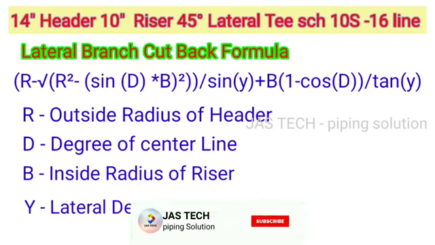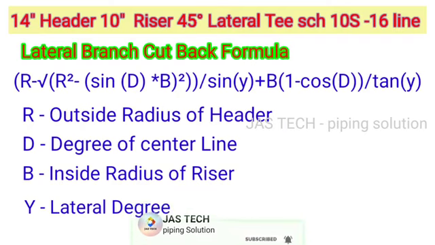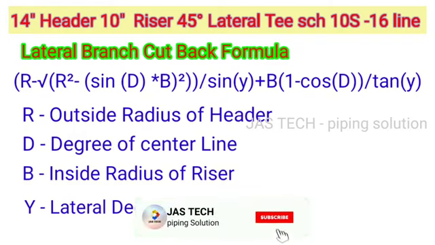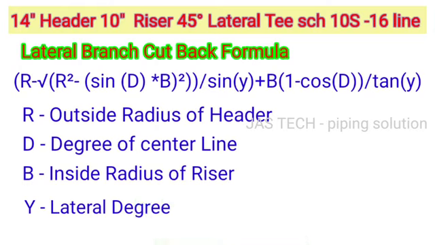Branch cutback formula: open bracket R minus root of open bracket R square minus open bracket sin D into B close bracket square, double bracket close, divided by sin Y, plus B open bracket 1 minus cos D close bracket divided by tan Y. Here R is the outside radius of the header, D is the degree of the center line, B is the inside radius of the riser or branch, and Y is the lateral degree. Now we see the detail of the formula.